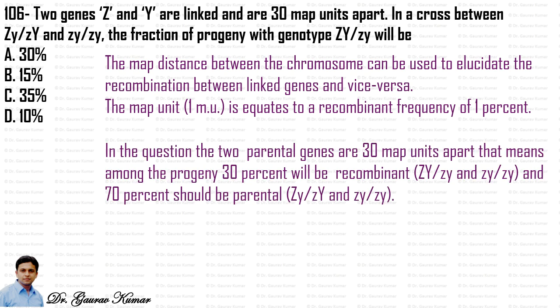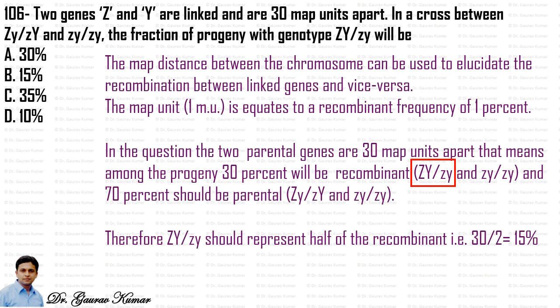In the question, the two parental genes are 30 map units apart. That means among the progeny, 30% will be the recombinant and 70% should be the parental one. So they are asking about this type of genotype in the progeny, and we see that this genotype among the progeny is from the 30% of the recombinant, and since it is half of that genotype among the total one, this will be half of 30%, that is 15%, and this is our answer, that is the second one.